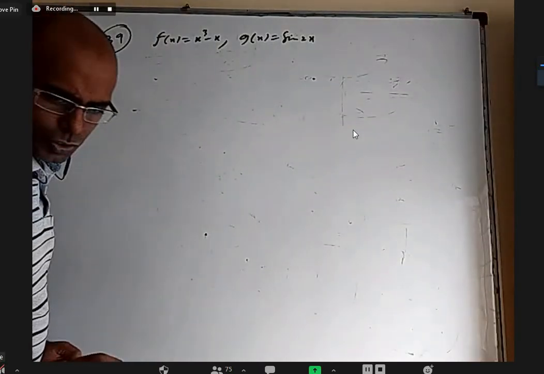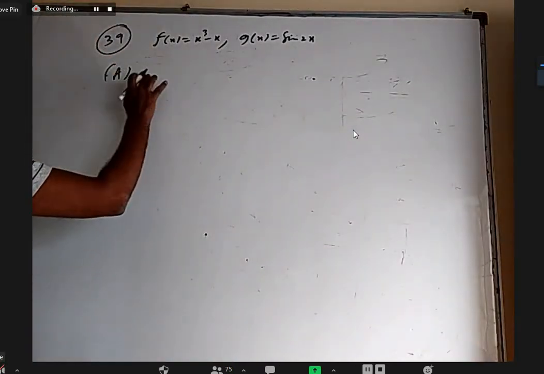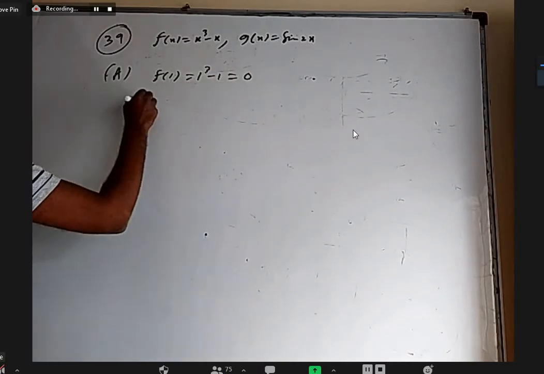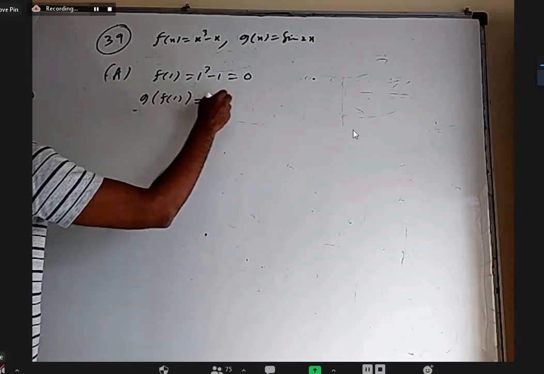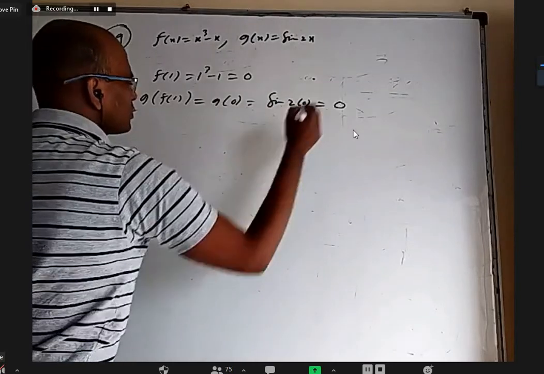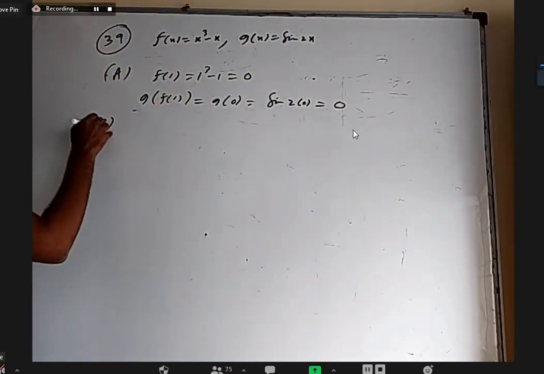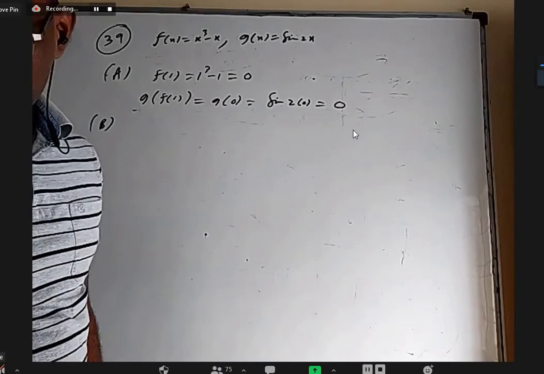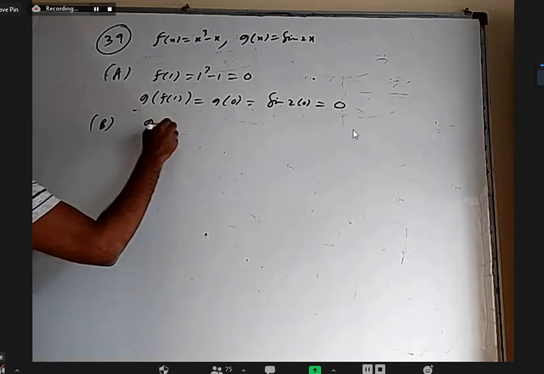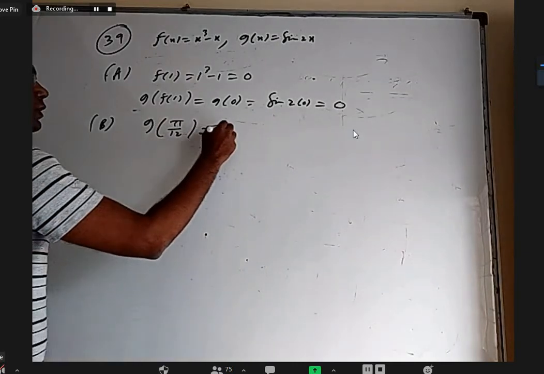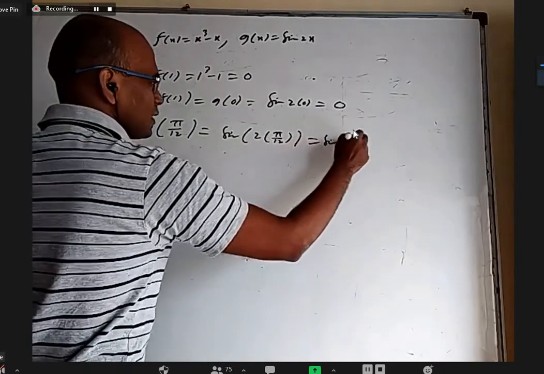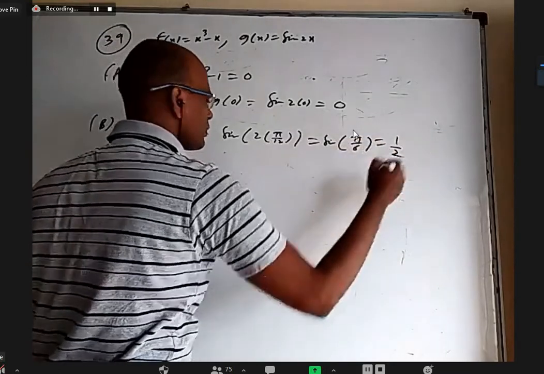Okay, option A, they want g of f of 1. So let me find f of 1 first, which is 1 cube minus 1, 0. So g of f of 1 is g of 0, I have to put 0 in this. Sine 2 times 0 is 0. Whereas in option B, they want f of g of pi by 12. So g of pi by 12 is sine 2 times pi by 12, which is sine pi by 6. Sine 30 degrees is 1 by 2.